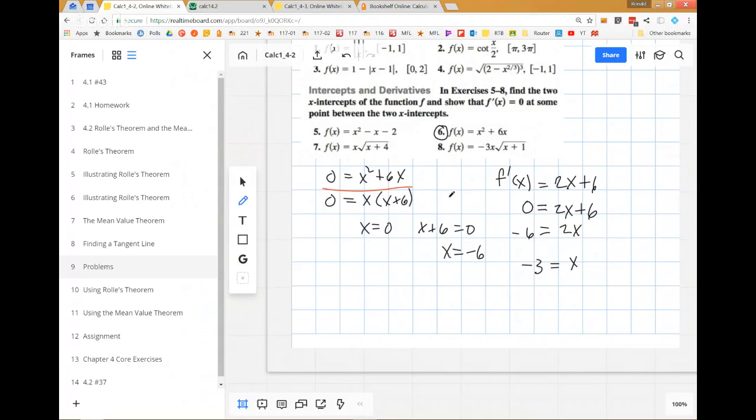Okay. When is the function equal to 0? And I'm able to solve that by factoring an x out. When will this expression equal 0? When x is 0 or when x is -6? So there are your 2 x-intercepts.